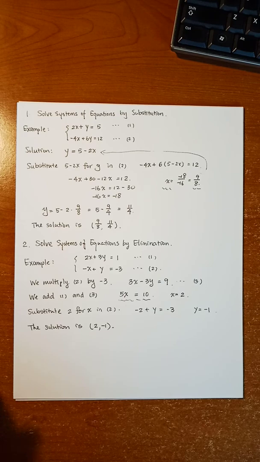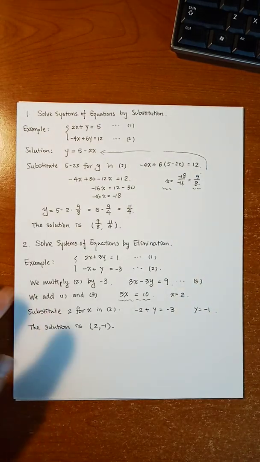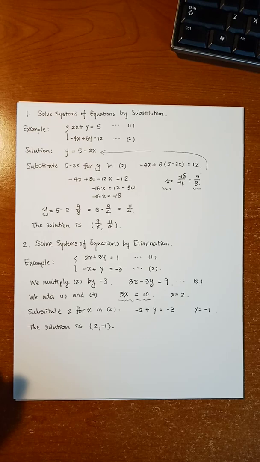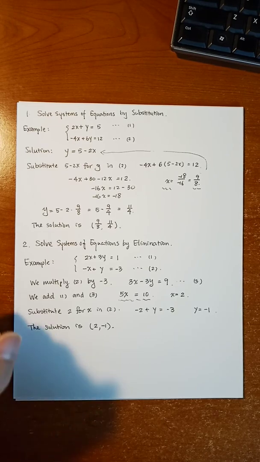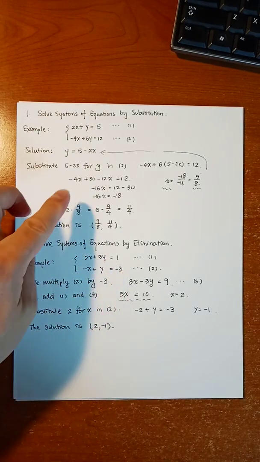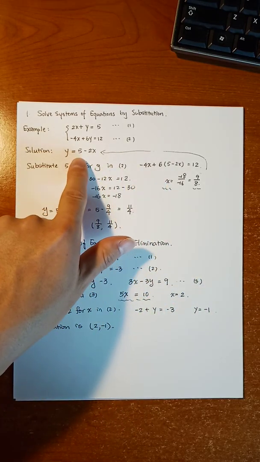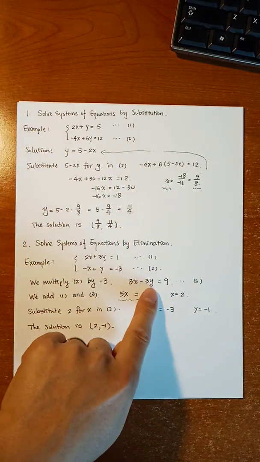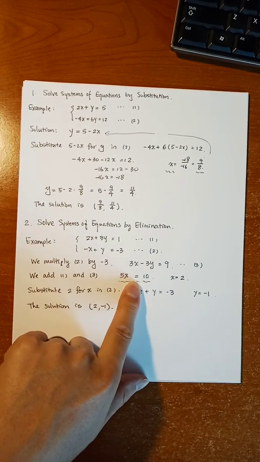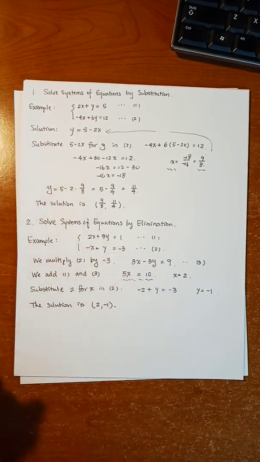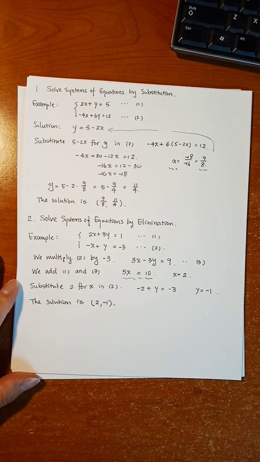Okay? So from two methods, we know how we solve the system of equations. We try to reduce the number of variables. If you have two variables, we don't know how to handle them, so we try to reduce the number of variables to one variable. Here, we reduce the number of variables by substitution. Here, we reduce the number of variables by cancellation or elimination. So that's the difference of those two methods, and that's it.